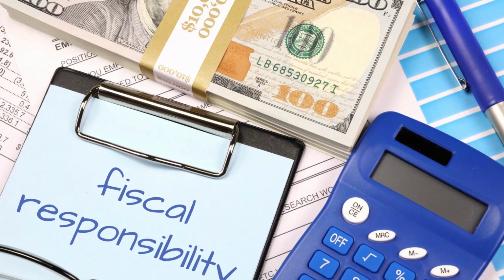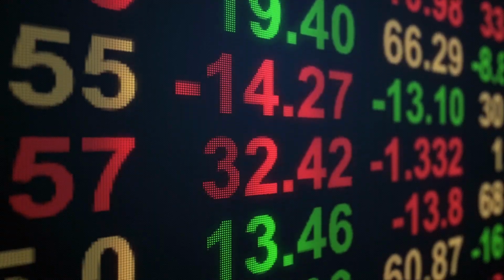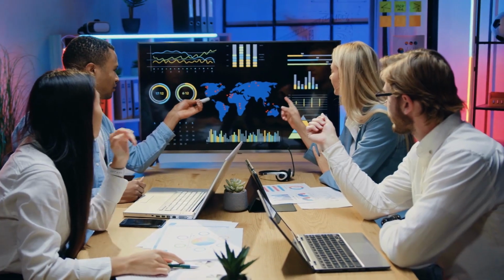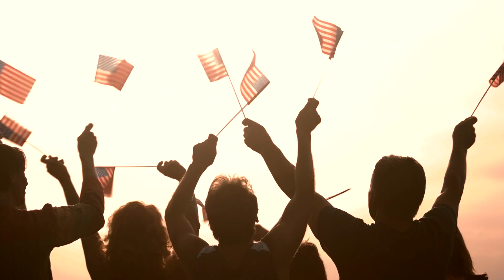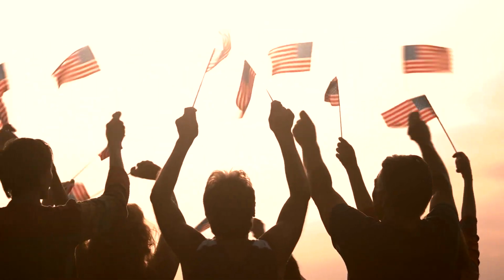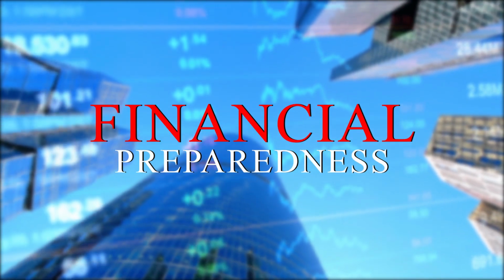This requires a combination of fiscal responsibility, monetary stability, and economic resilience. By taking these steps, the US can maintain the trust of its citizens, investors, and global community, ensuring the continued stability of the dollar. Financial preparedness.